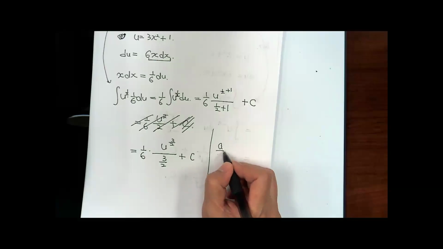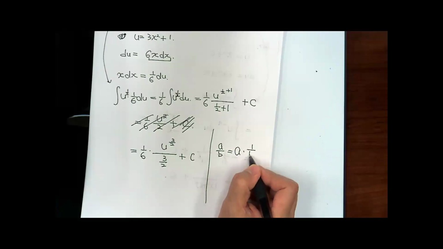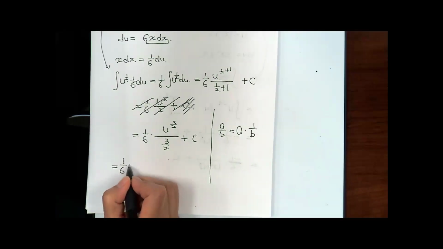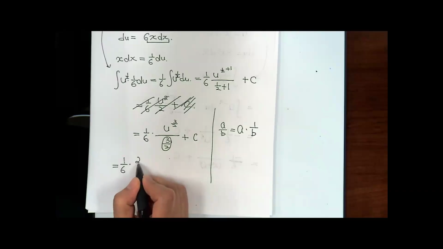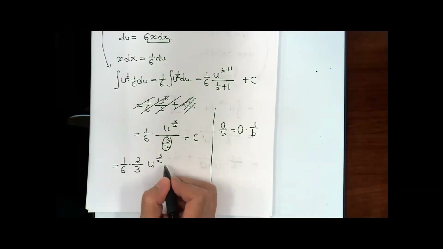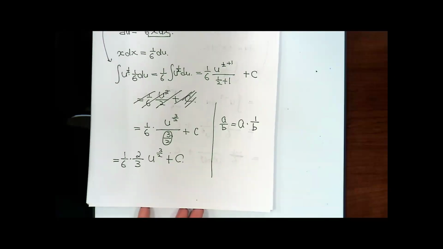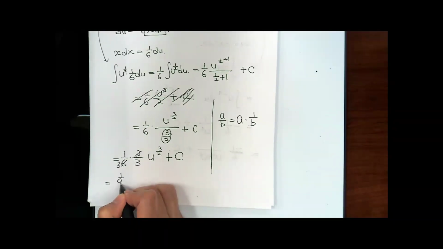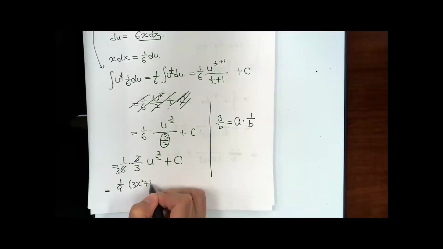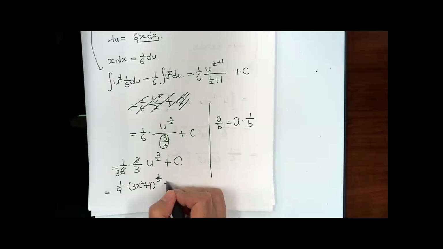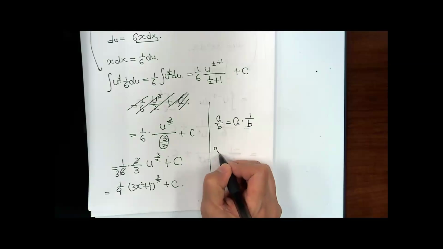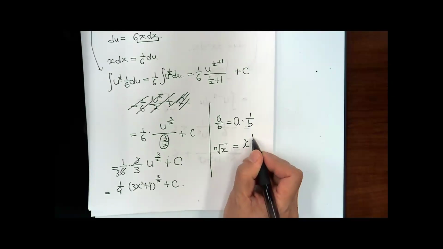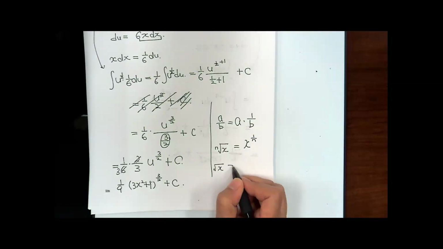So we know a over b is a times 1 over b, right? So 1 over 6 times the reciprocal of the denominator is 2/3 u to the 3 over 2 plus c. And then this will be 1 over 9. What is u? u is 3x squared plus 1, to the 3 over 2 plus c. So the nth root of x is x to the 1 over n power, and the square root of x is x to the 1 over 2.